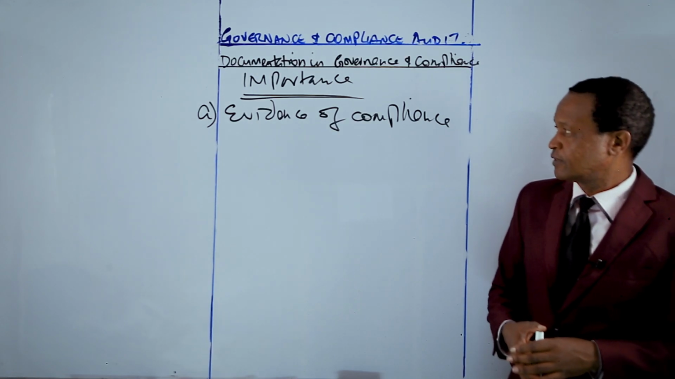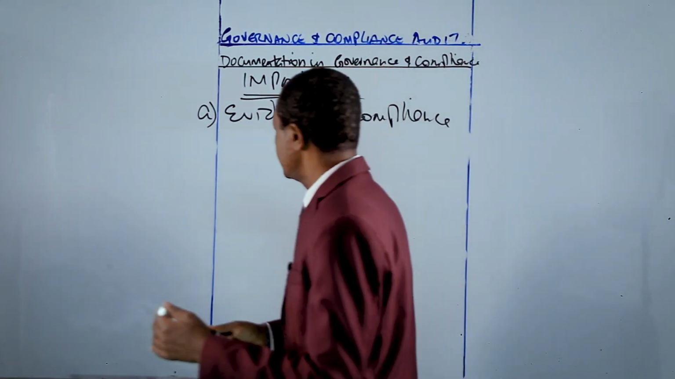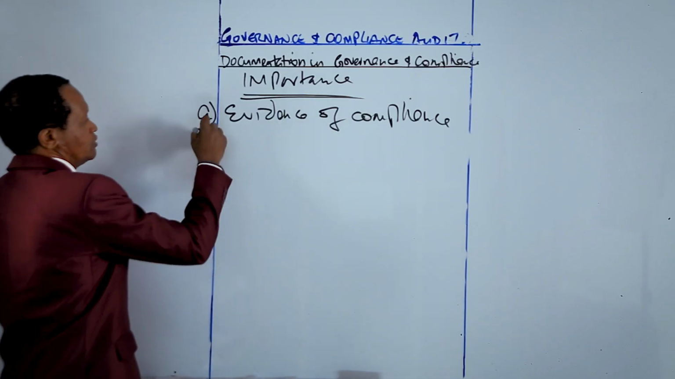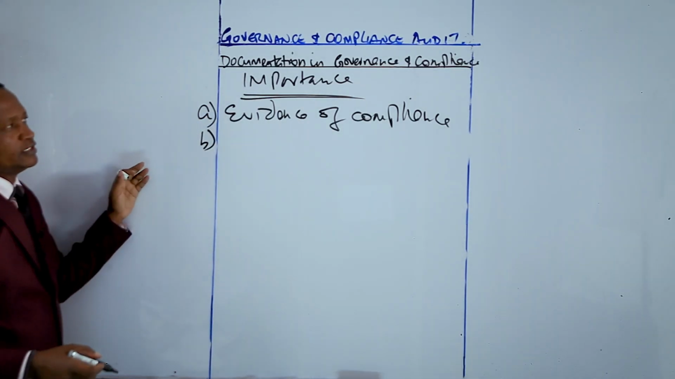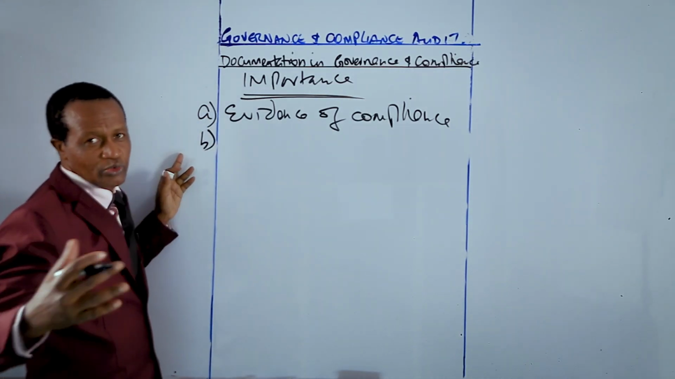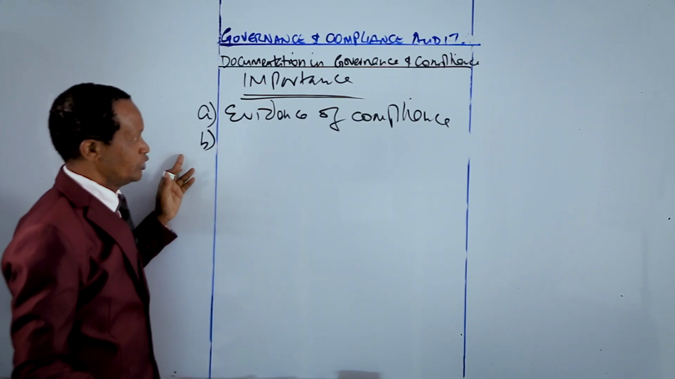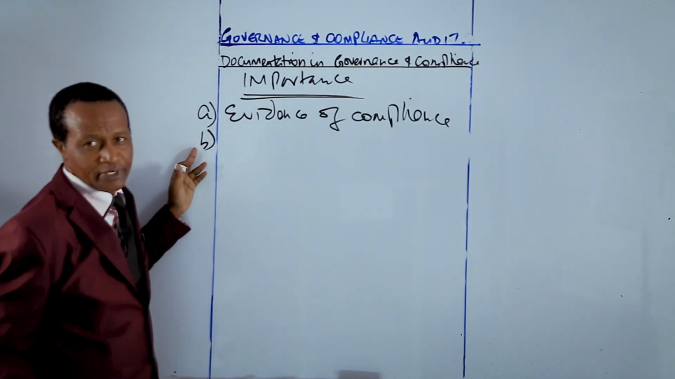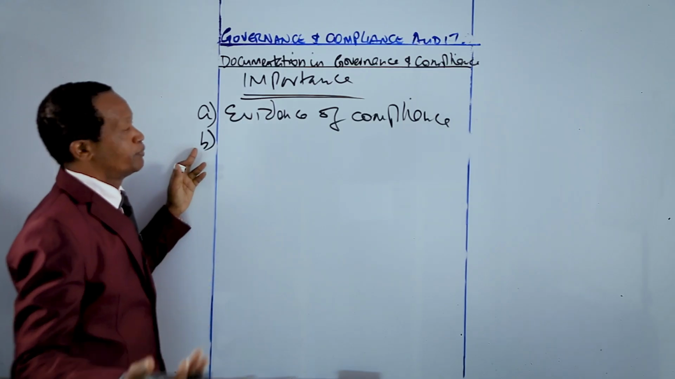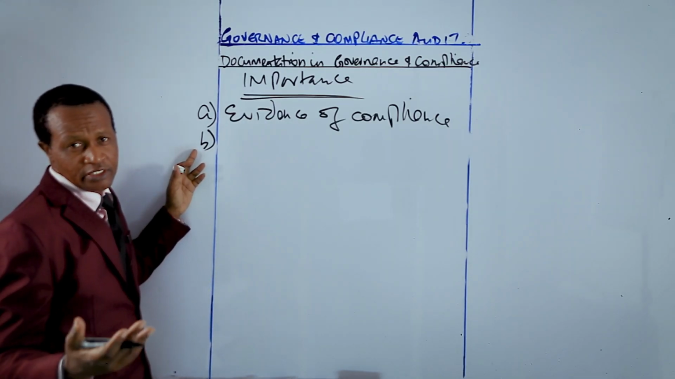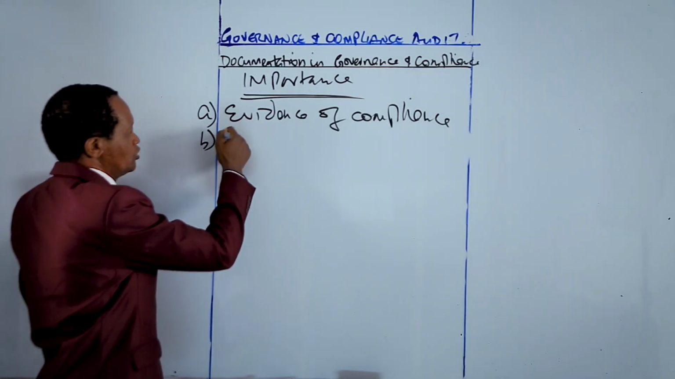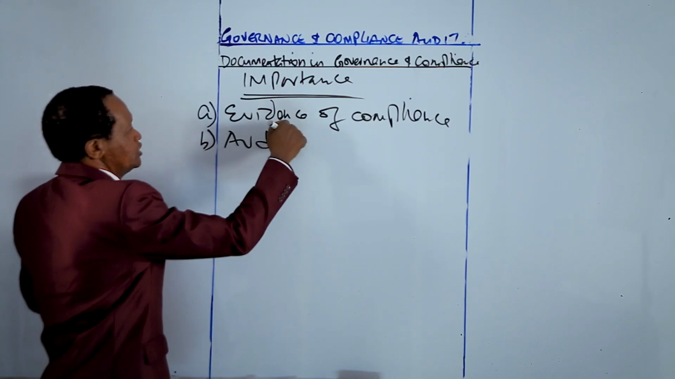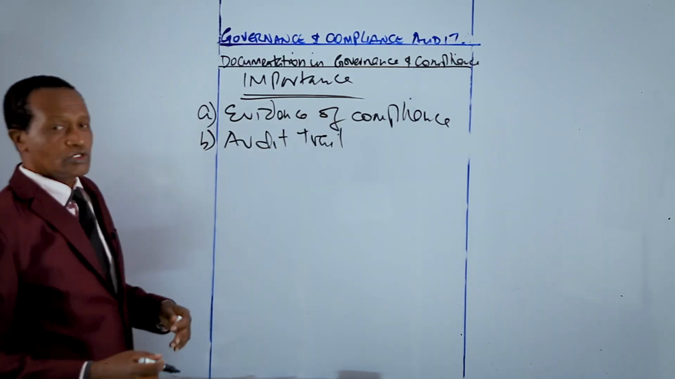Okay? The second point, the second reason why organizations, apart from just the auditor, even the organization that is being audited, the second reason why the auditee company has to have proper documentation is due to what we call audit trail.